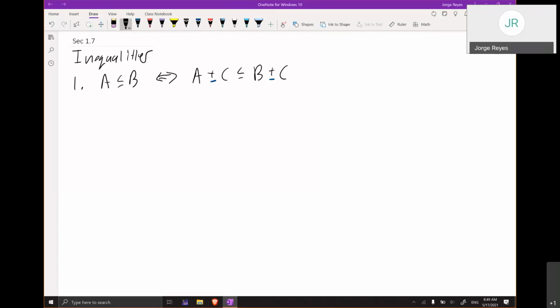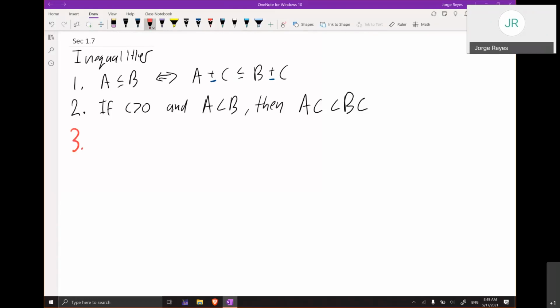That's good. The second thing is if you have a positive number, and A is less than B, then AC is less than BC. So if you have a positive number, you can multiply to both sides like normal. That's fine.